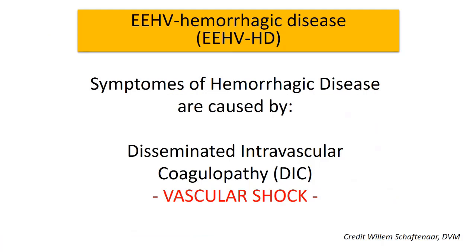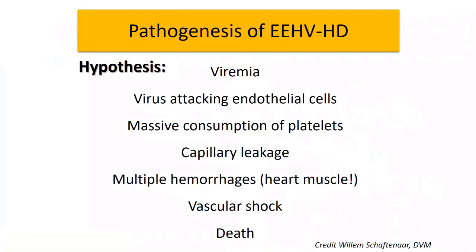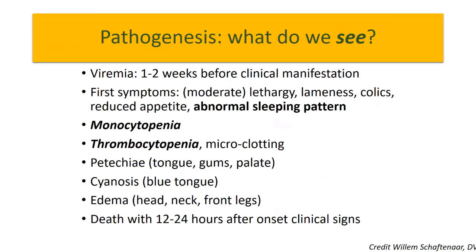The main cause of death in EHV is vascular shock, or disseminated intravascular coagulopathy. So how does EHV progress? When the calf gets infection, it starts viremia, the virus infects endothelial cells, and then destroys platelets, which causes hemorrhage, capillary leakage and multiple hemorrhages, including in the heart muscles, and that leads to vascular shock and death. The viremia lasts 1 to 2 weeks before the calf shows any clinical symptoms.